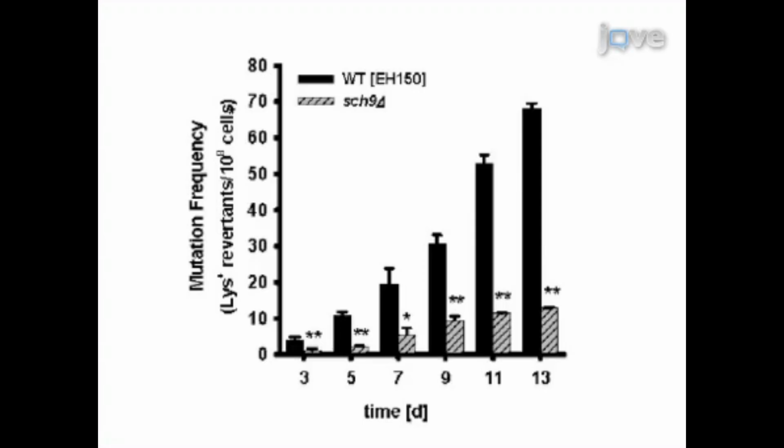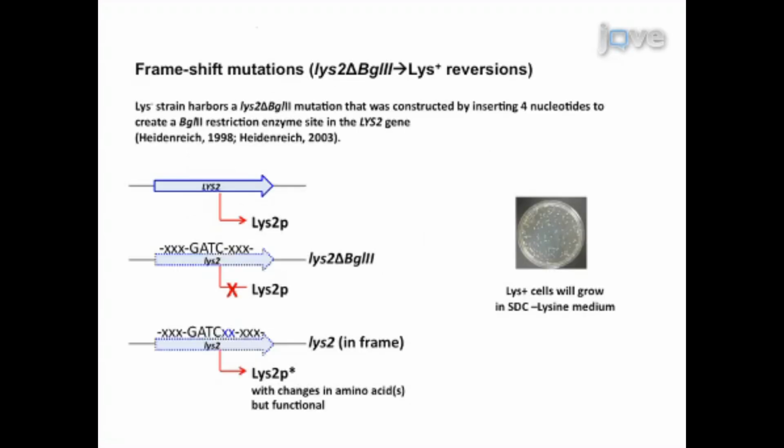The lysine-negative strain EH150 harbors a +4 shift in the open reading frame, which results in auxotrophy for lysine, and this can be reversed by small insertion or deletion mutations. The revertants will be selected on lysine dropout plates.